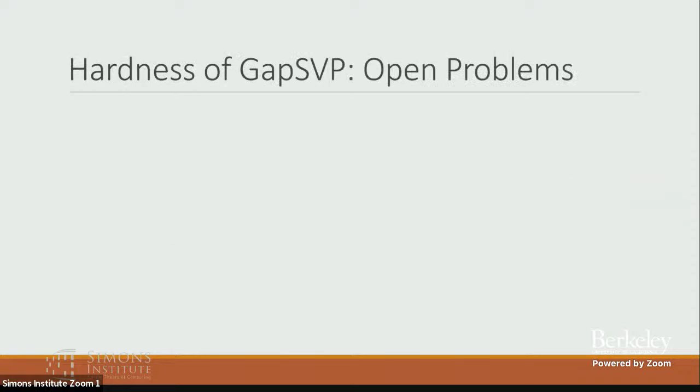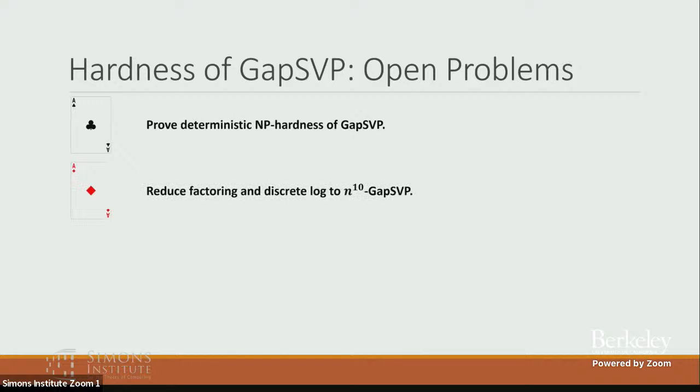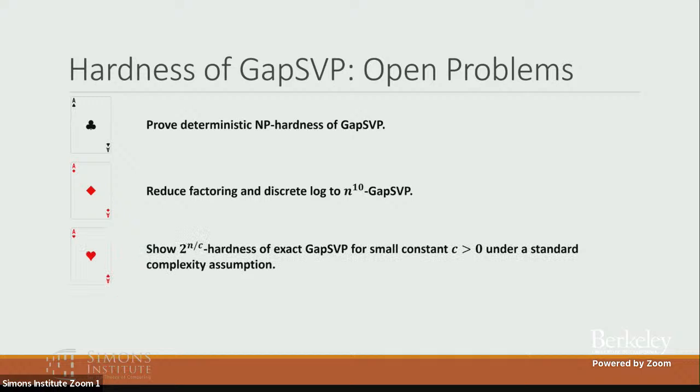And so jumping back to SVP more generally, I just want to state four things that I think are very interesting problems in the complexity of SVP. The first is what I talked about, to prove deterministic NP hardness of SVP. The second could be summarized as reducing number theoretic crypto to LWE. So efficiently reduce factoring and discrete logs, say, to n to the 10 approximate SVP. It's a really nice question.